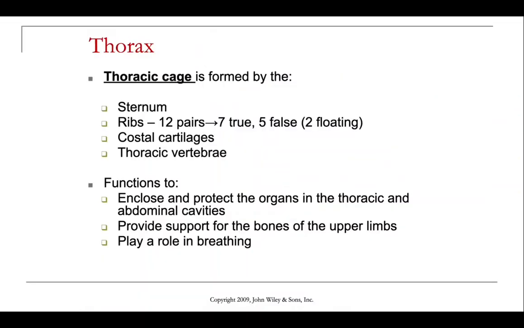So your thoracic cage, you have the sternum, the ribs, there's 12 pairs of ribs, 7 true ribs. True rib is going to go from bone in the back to bone in the front. 5 false ribs, it goes from bone in the back to attaching to cartilage in the front. And then below that are 2 floating ribs that attach to bone in the back, but they don't attach to anything in the front. So the thoracic cage also includes those costal cartilages that those false ribs attach to, and the thoracic vertebrae. It's going to help to enclose and protect the organs in the thoracic and abdominal cavities.